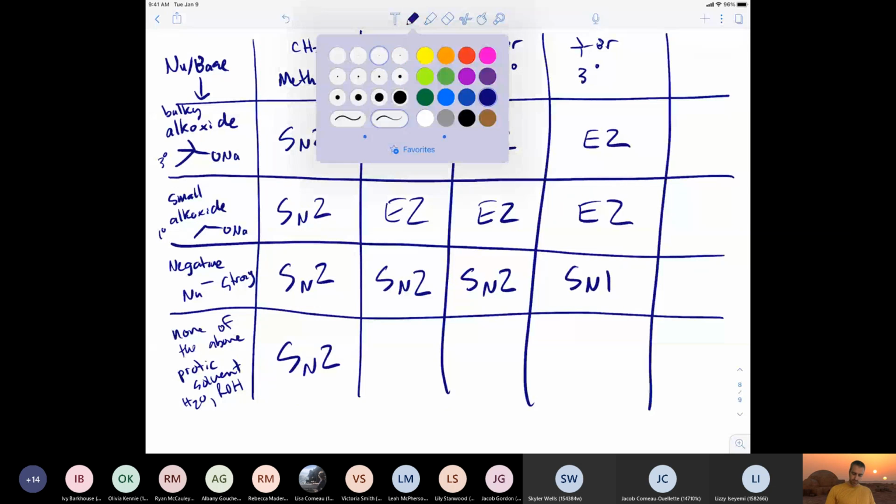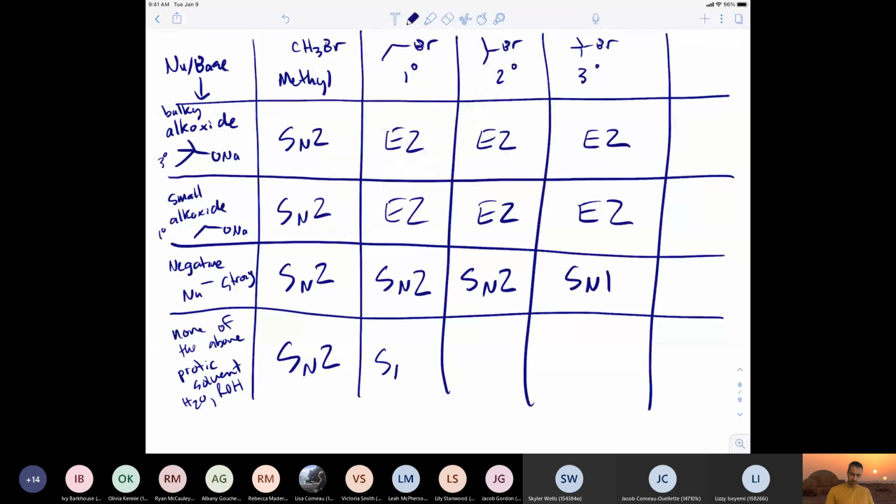Great, so let's put our Sn2 in here. Sn2 is our only option. Not a great option, because you don't have a strong nucleophile, but that's all you have. Can't do Sn1, can't do E1, won't do E2 without a strong alkoxide.